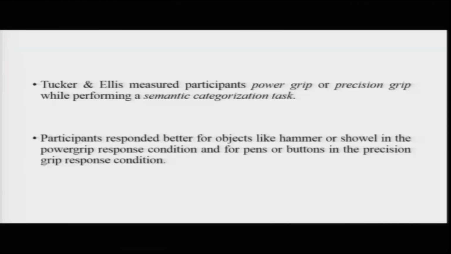Participants responded faster for objects like hammer or shovel in the power grip condition, because the object and the kind of grip are congruent. Participants were slower when they had to respond to these objects in the precision grip condition. So, hammer or shovel in the power grip was faster, hammer or shovel in the precision grip was slower. Objects like pen were faster in the precision grip, and obviously similar objects would be slower in the power grip condition. Again, this is evidence that we might be simulating some of these actions in our head while we are making these judgments.